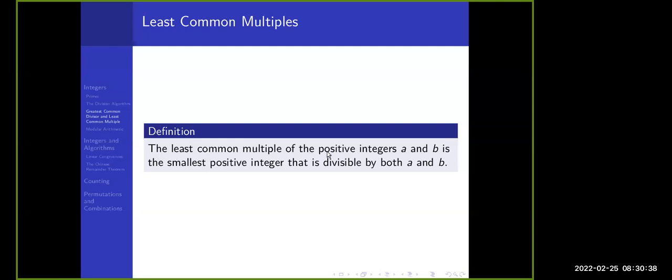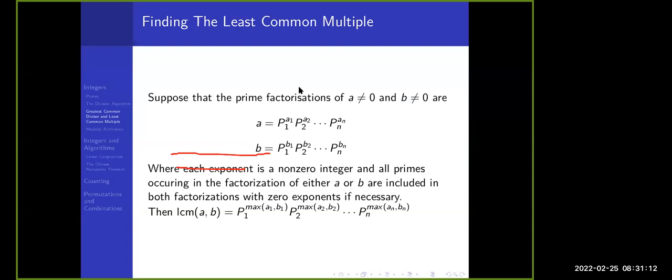Now, the other definition we'll look at is the least common multiple of positive integers. It's simply the smallest positive integer that is divisible by both a and b. So you look for multiples of a and b that are common and pick the smallest possible common multiple. That becomes the least common multiple, which we shall find as follows. So how do we find the least common multiple?